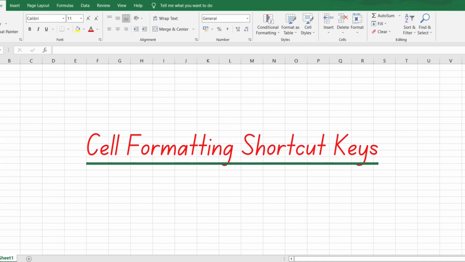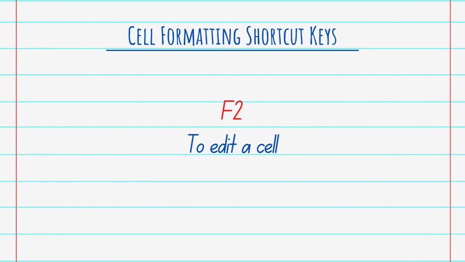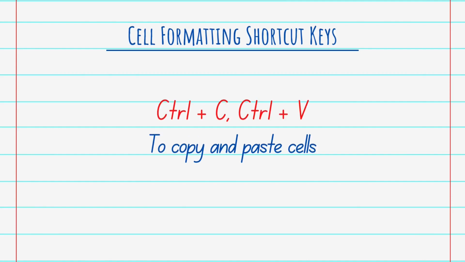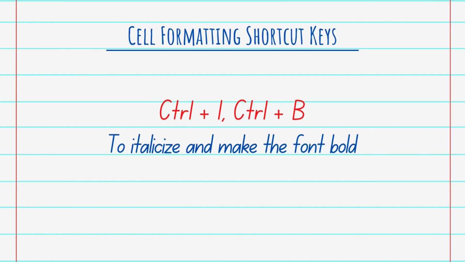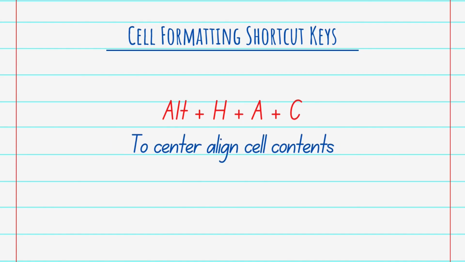Once the workbook creation is done, the next key step is the cell formatting. So let's get started. F2 to edit a cell. Ctrl plus C and Ctrl plus V to copy and paste cells. Ctrl plus I and Ctrl plus B to italicize and make the font bold.